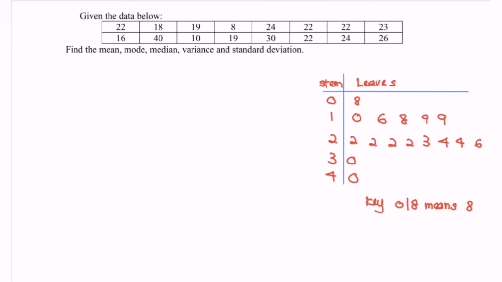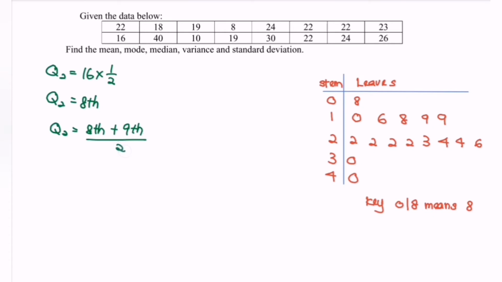Next is to find the median, which we can say is Q2. In order to find the median or the Q2, what we have to do is take the number of entries, 16, multiplied by 1/2. So the Q2 will be equal to the 8th term. Referring to the formula, where the value 8 is an integer, it equals the 8th term plus the 9th term, divided by 2.